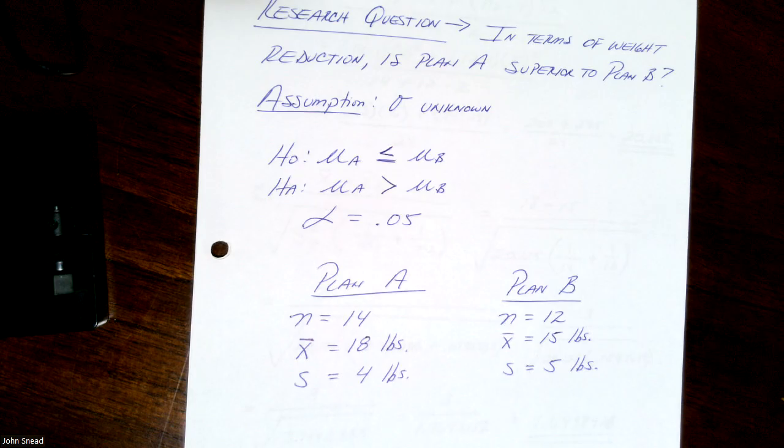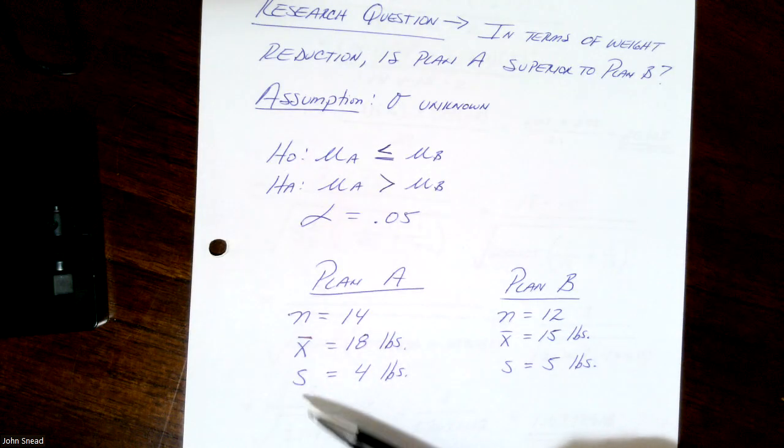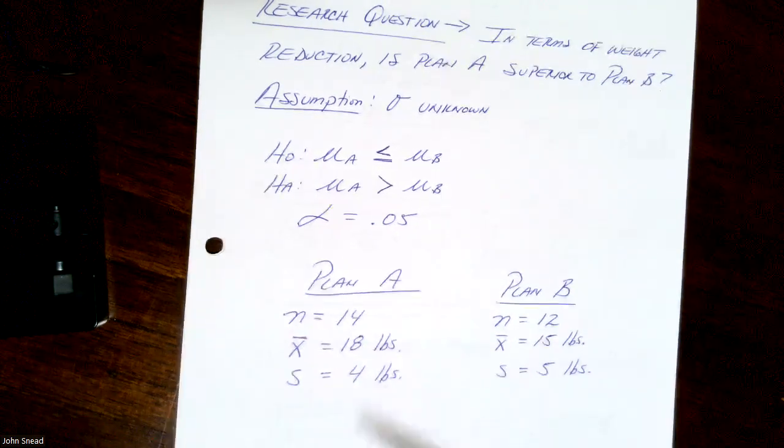The average weight loss was 18 pounds with a sample standard deviation of 4 pounds. Again, we're going to use this sample as our best estimate of the unknown population standard deviation, but by doing that, we've got to pool the variances.